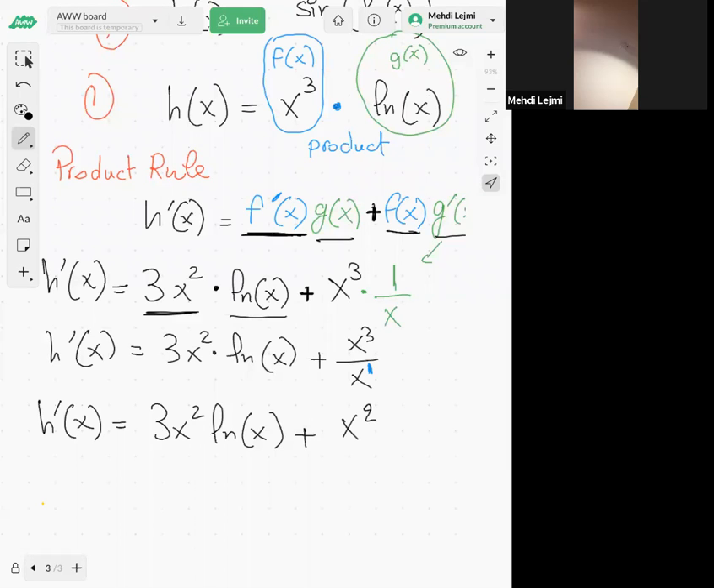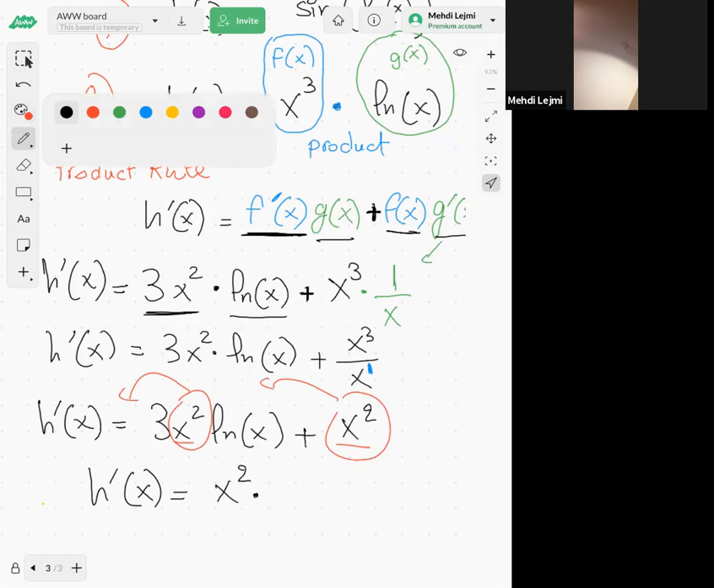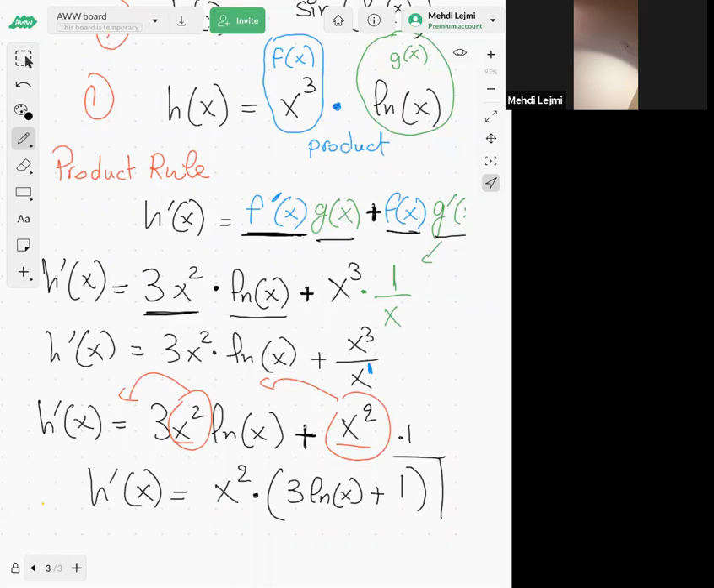You can factor out x squared because it's a common factor. So h prime of x is x squared times the quantity: 3 times the natural log of x, plus, and if you pull out x squared here you are left with 1, because this is like x squared times 1, so plus 1. All right, so this is my h prime of x.